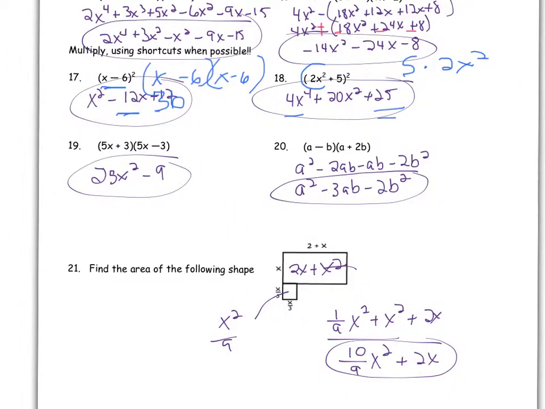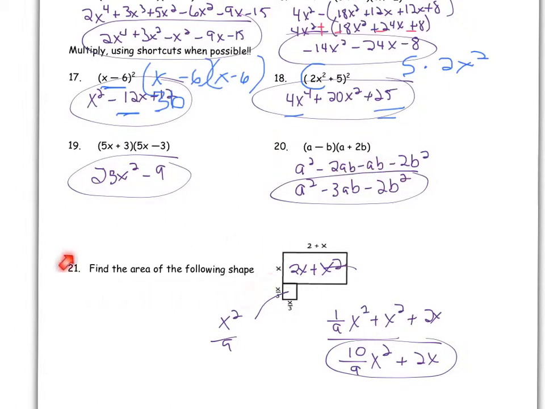For 19, it is that shortcut where it is the sum and difference of 2 terms. So my first terms were the same, my last terms were the same, so that means the outer and the inner would cancel out, so I just had to square my first term, square my last term, and it's a difference. This one is not a shortcut because this is a 2b where this is just a b. So I just had to do the first, outer, inner, last, and then combine my middle terms.